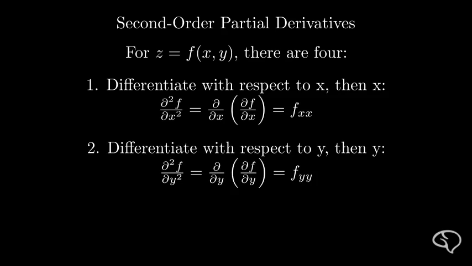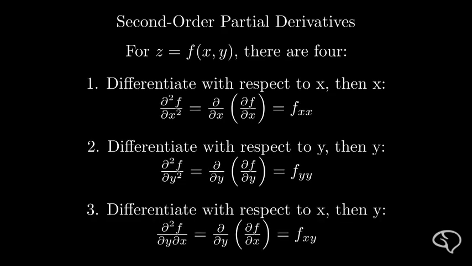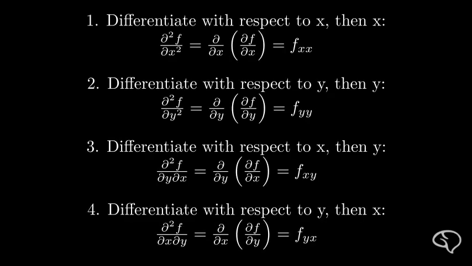The other two are called mixed partial derivatives. We differentiate with respect to one variable, and then the other. The notation del squared f over del y del x means we differentiate with respect to x first, and then with respect to y. The subscript notation f sub xy means the same thing. And del squared f over del x del y, or f sub yx, means we differentiate with respect to y first, and then with respect to x.